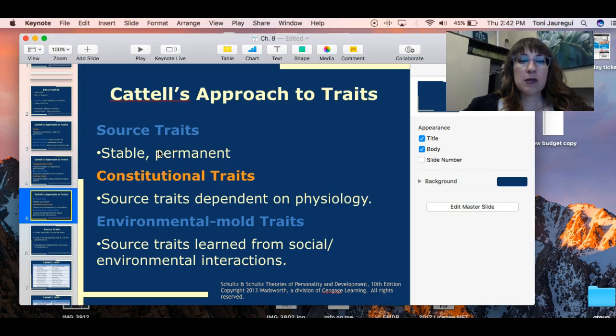Source traits are stable and permanent. Constitutional traits, source traits dependent on physiology. Environmental mold traits, source traits learned from social and environmental interactions.